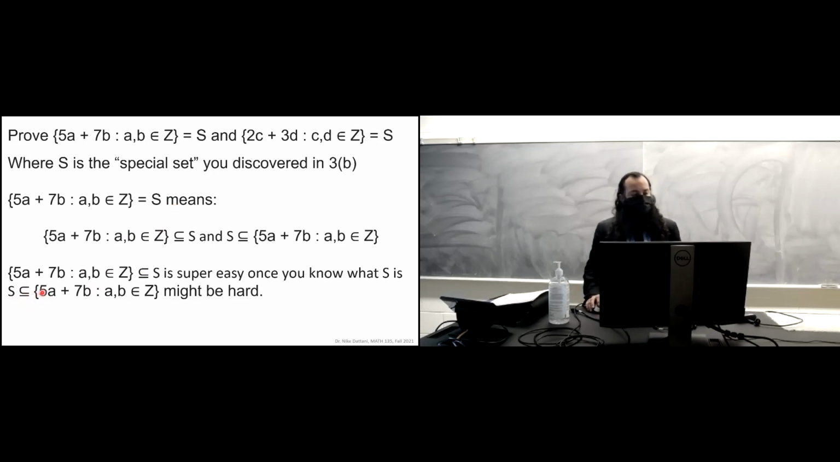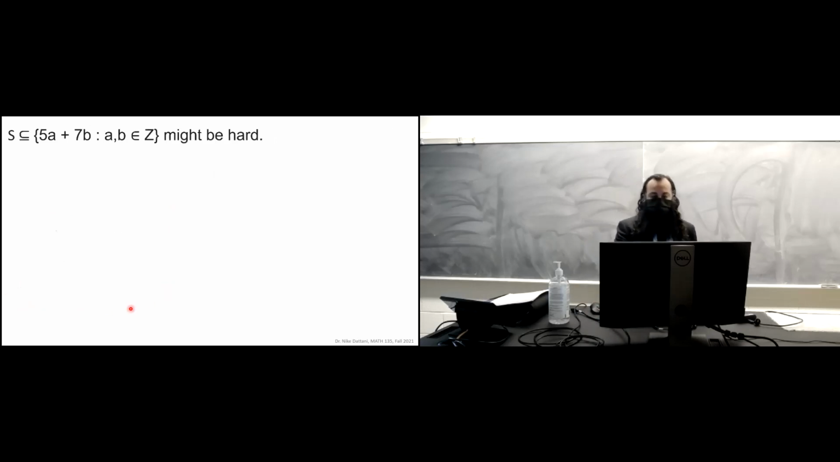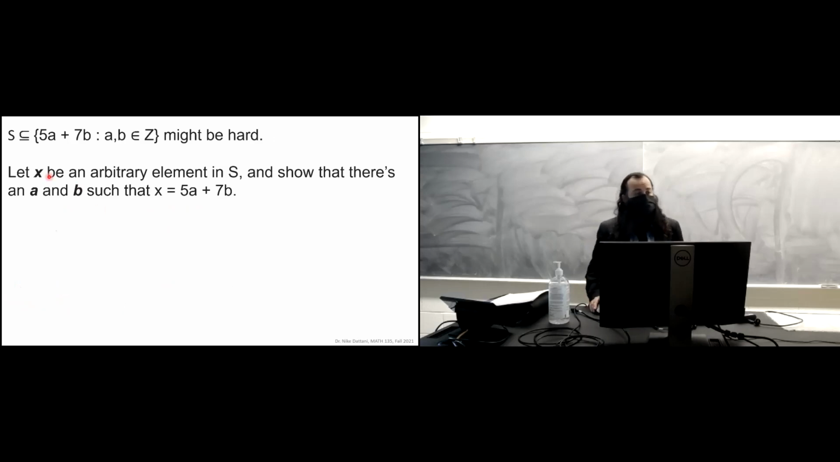So now that you know that you want to prove that this equals the special set, you say this is a subset of S, and that's going to be easy to prove. Then you say that the special set is a subset of this. If you do want to do it this way, I'm going to give you another hint. Let X be an arbitrary element of S. So S is a bunch of elements. Let X be an arbitrary element of that, and show that X can be written as 5a plus 7b.